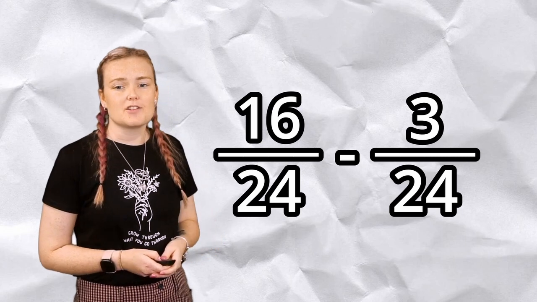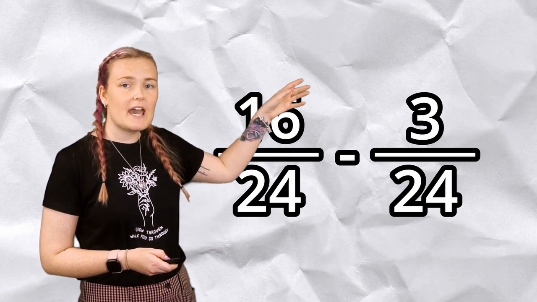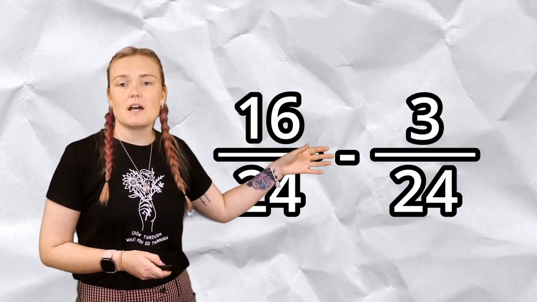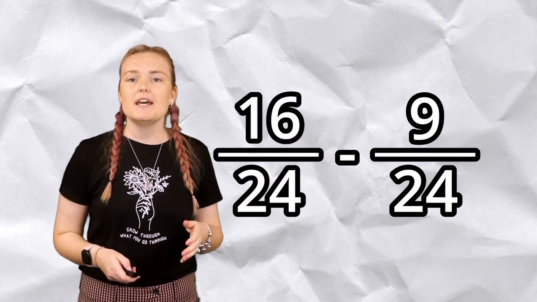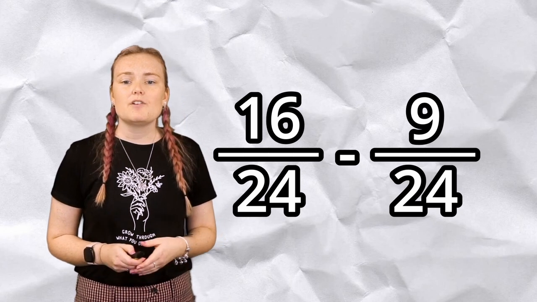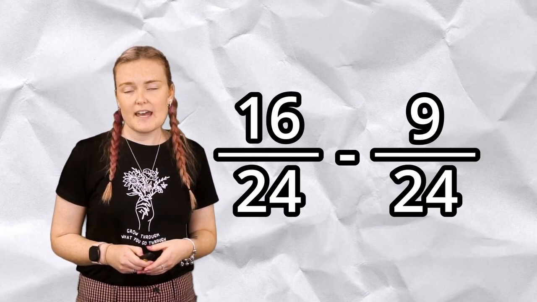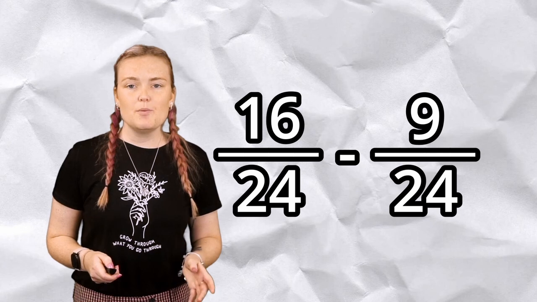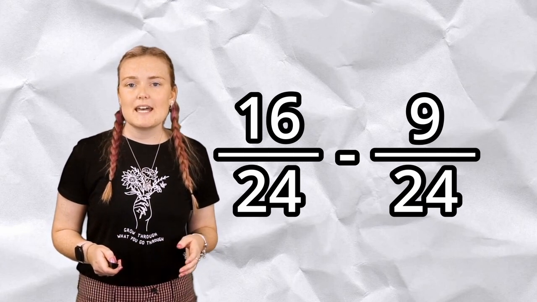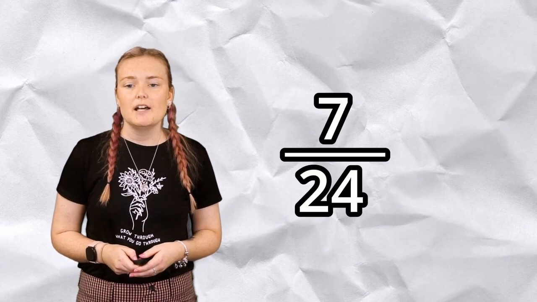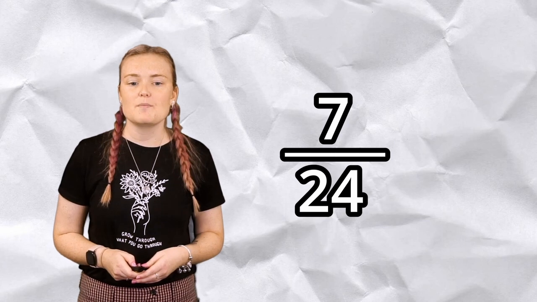For the second fraction, 3/8, what have I done to make 8 24? I've timesed it by 3. So I need to do the same to the top number. 3 times 3 is 9. So now I've got 16/24, take away 9/24. The numbers on the bottom are the same, so I can just subtract. 16 take away 9 is 7. So the answer is 7/24. And I can't simplify this, so that is my final answer.